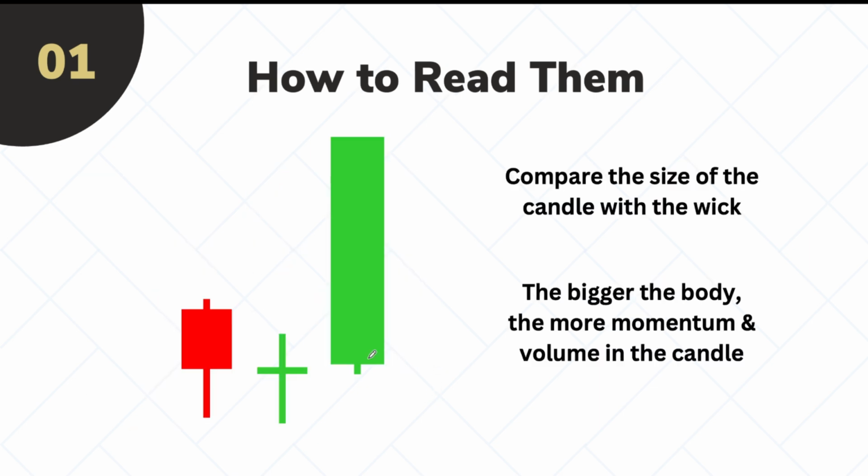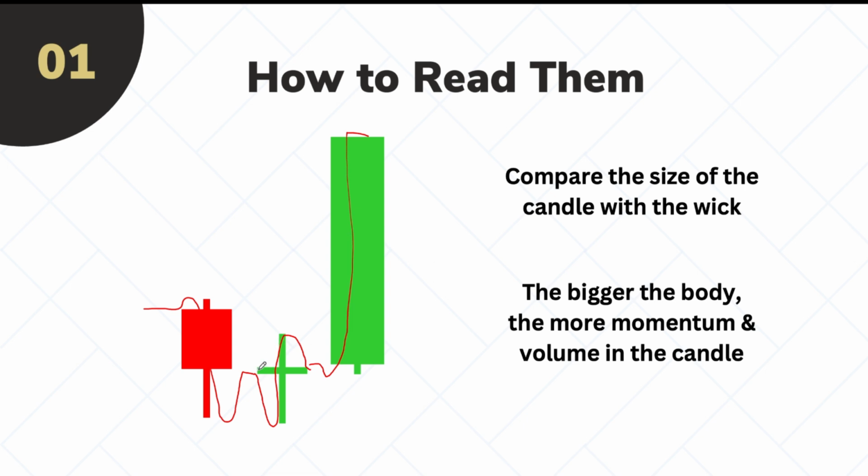A little extra to this framework is compare the size of the body of the candle with the wick. The bigger the body compared to the wick, the more momentum and volume in the candle. So let's draw this out again. We open here. High, low, close. And we open this candle. Open, low, high, close. Open here. Open, low, high. You see the momentum in this candle. Boom. Higher prices.